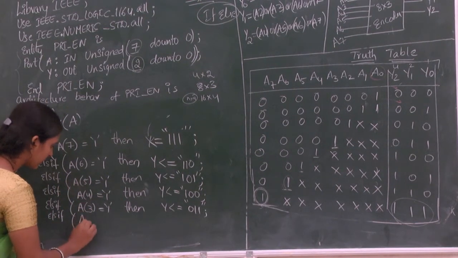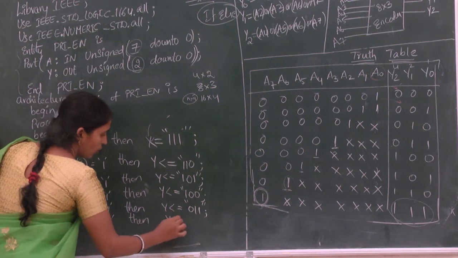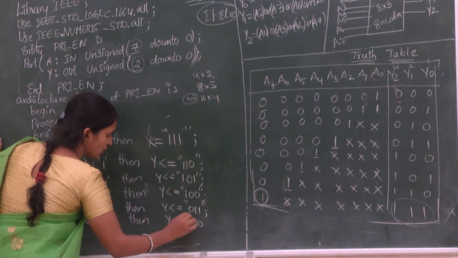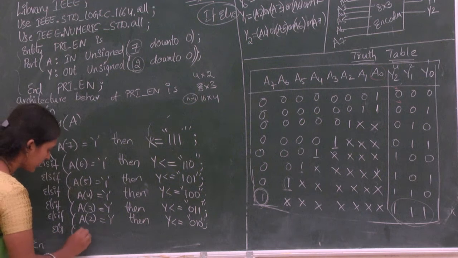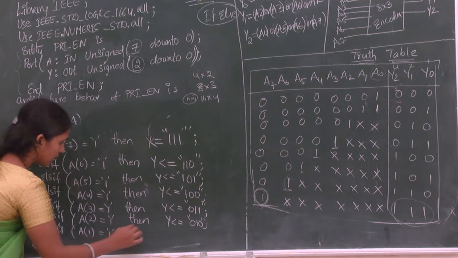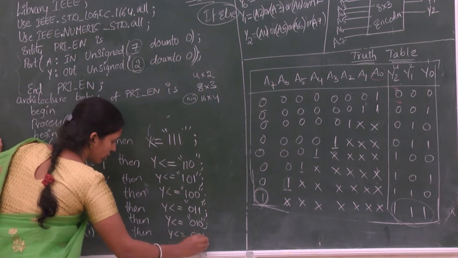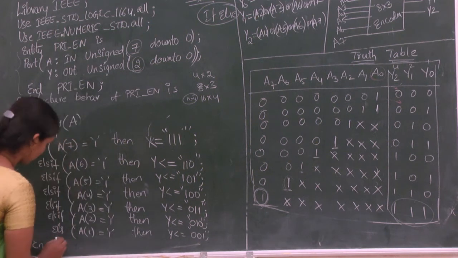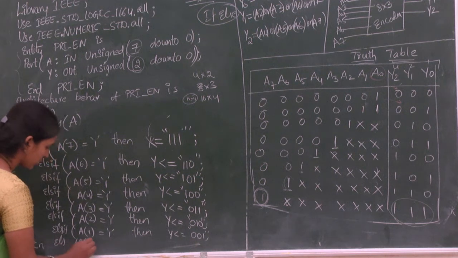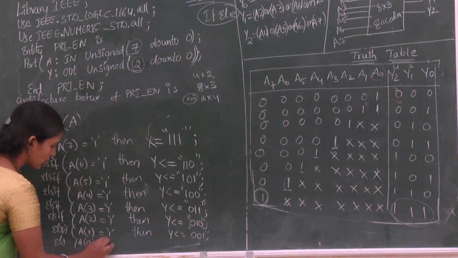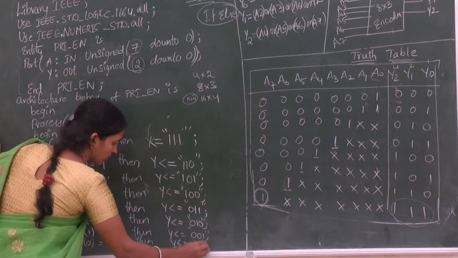Let's see. If A2 is equivalent to 1, then Y will be equivalent to 0, 1, 0. If A1 is equivalent to 1, then Y is equivalent to 0, 0, 1. If A of 0 is equal to 1, then Y is equal to all zeros.